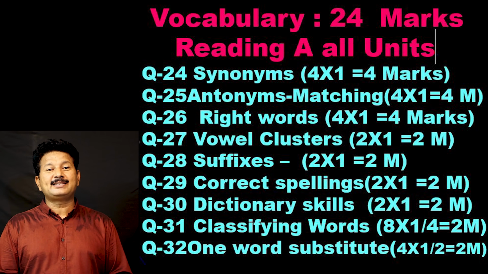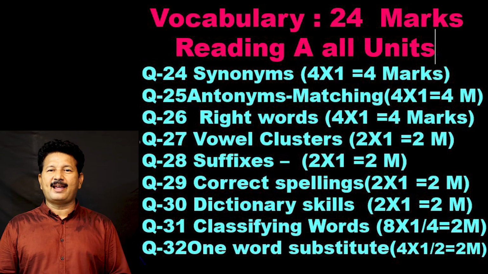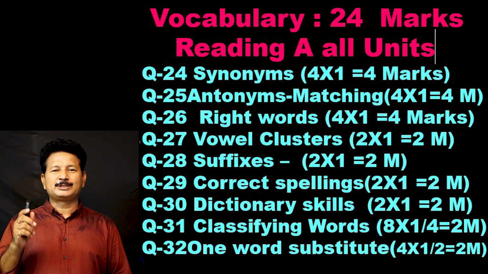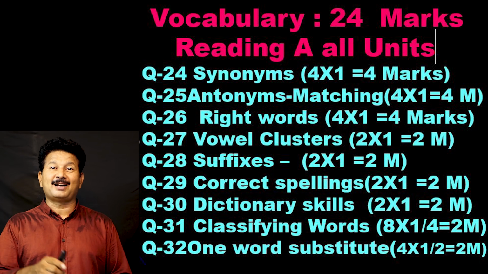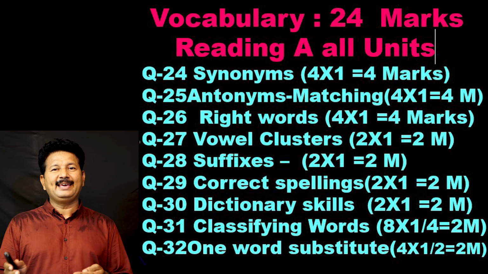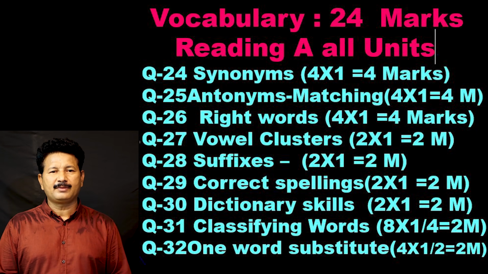And question number 27, 28 and 29, this is for spellings. If you read it thoroughly, I'm sure that you'll get good marks this time, because for spellings only we will have 6 marks. So vowel clusters like AE or IE or EA. And question number 28 is all about suffixes.